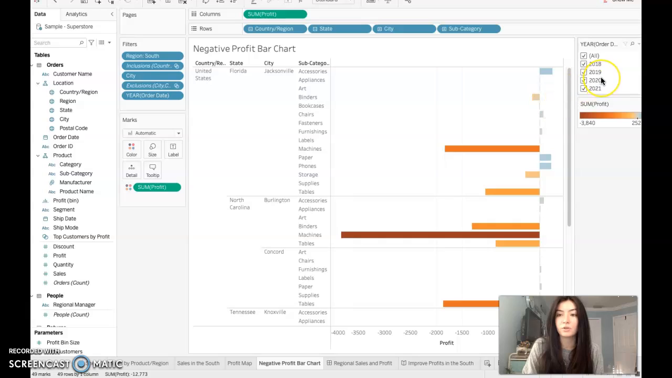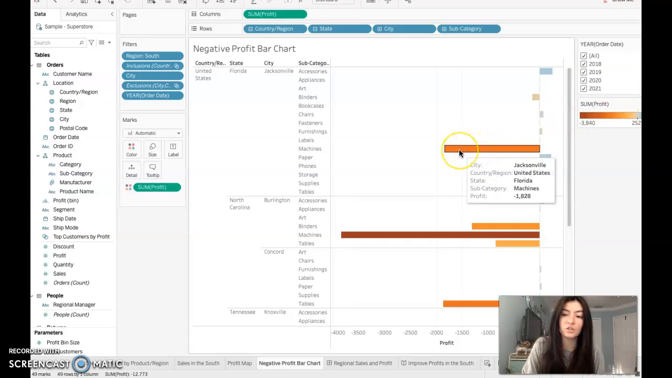In the top right corner, you'll see the years that we're going to be going through, so 2018 through 2021. And then below that is the sum profit color chart, which is basically showing that the darker the orange color, the greater the loss in profit, and the more blue color of the bars represents a greater profit. So as you hover over each of these bars, it will show you the city.